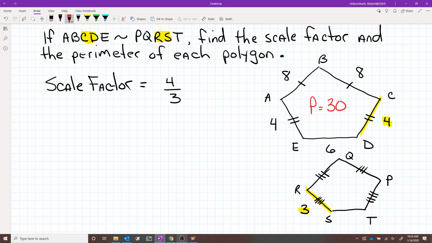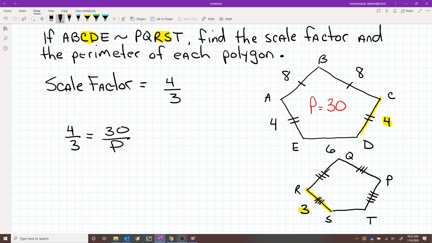Theorem 7.1 said that you can use the scale factor to find the perimeter. So let's set up a proportion. We got 4/3, which is the scale factor, is equal to the ratio of the perimeters. And since the big pentagon is first in the description, it goes in the denominator. Oh, in the numerator. So we got a 30 in the numerator, and we're going to find the perimeter of the bottom shape in the denominator.